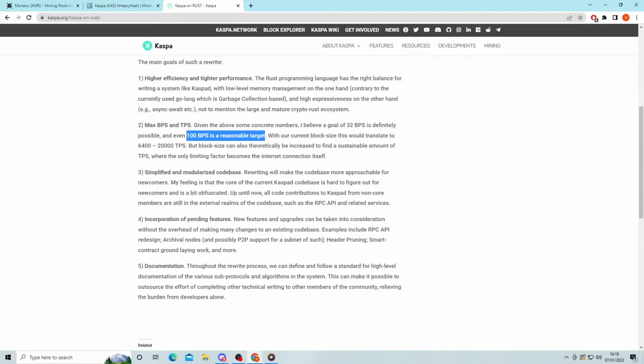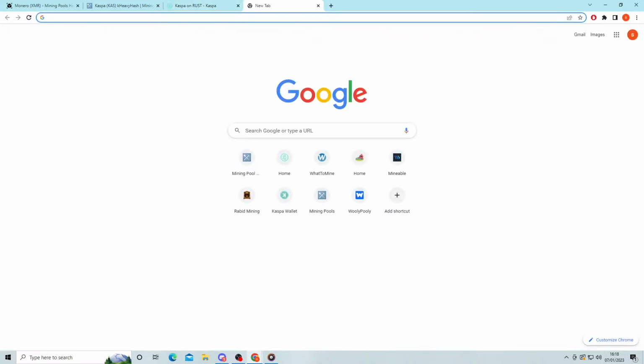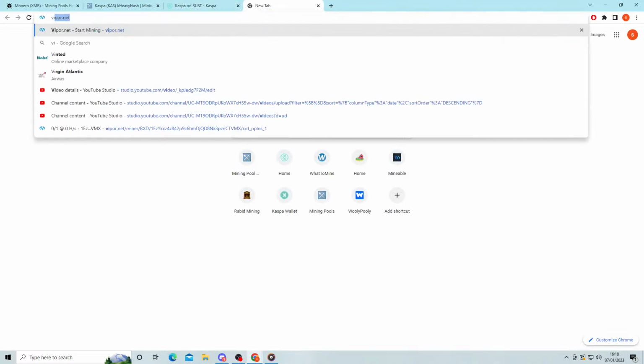And then at 32 blocks per second, it would allow for 6,400 transactions per second. And if they add 100 blocks per second, it'd be 20,000 transactions per second. So I think I talked about this in the video that's coming up, how Visa can only manage around 1,700 transactions per second. If I just type it in.